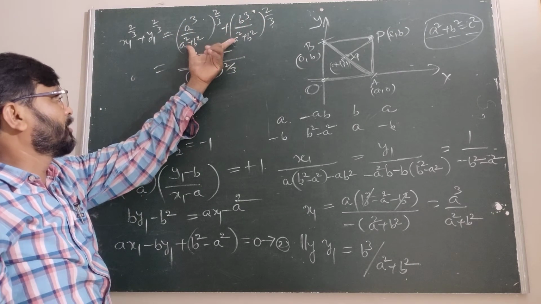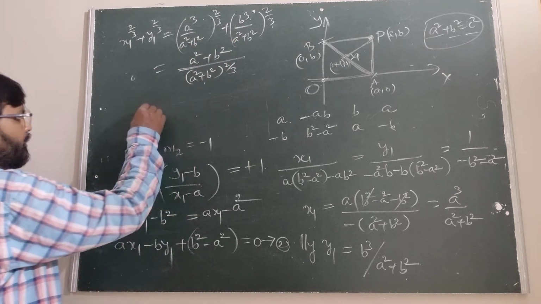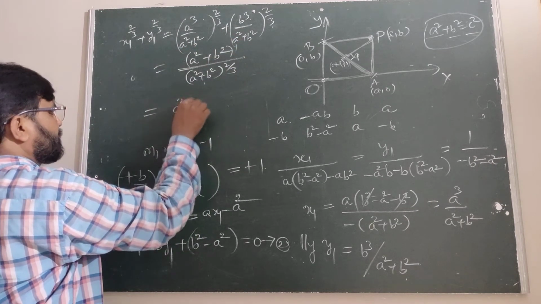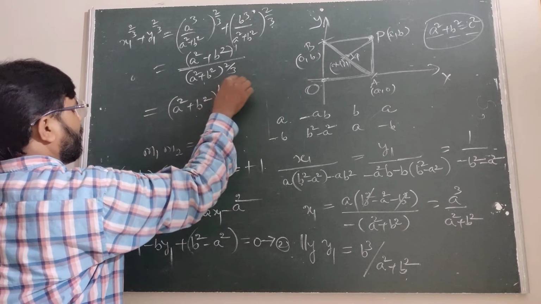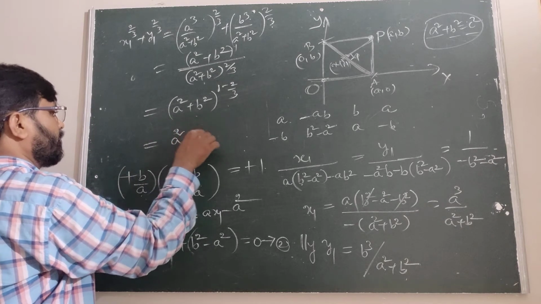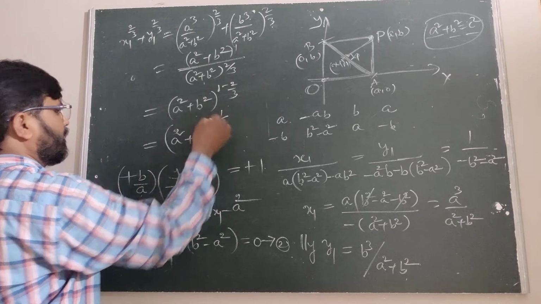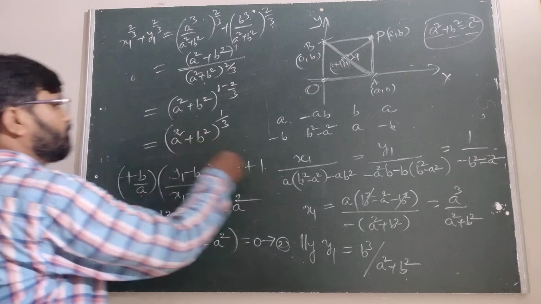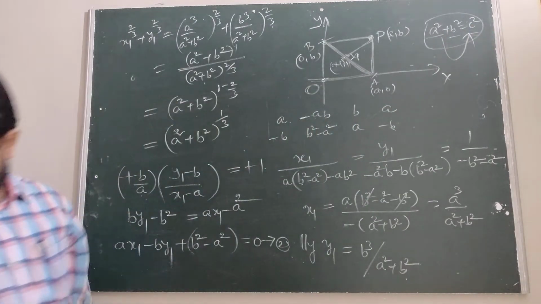We have to take the LCM, a square plus b square whole power 2 by 3. Now there is whole power 1. Now we can write a square plus b square whole power 1 minus 2 by 3. That is a square plus b square, and 3 minus 2 is 1 by 3. Therefore, the value of a square plus b square is c square.